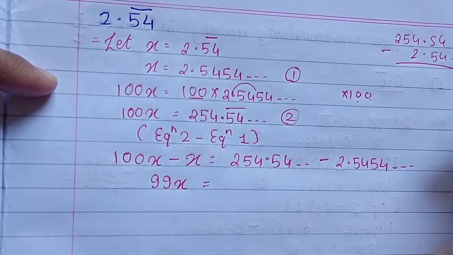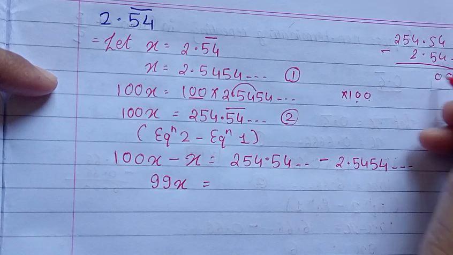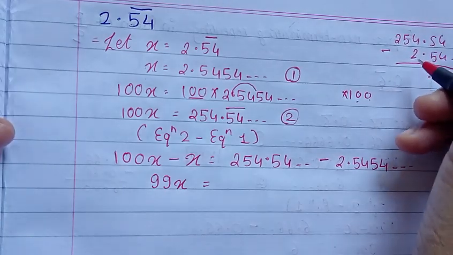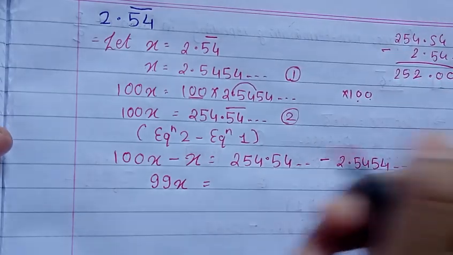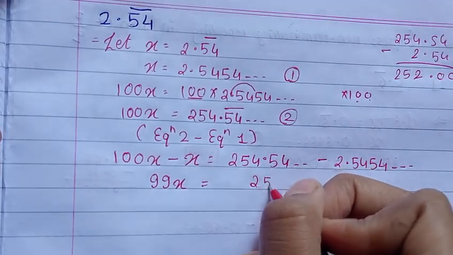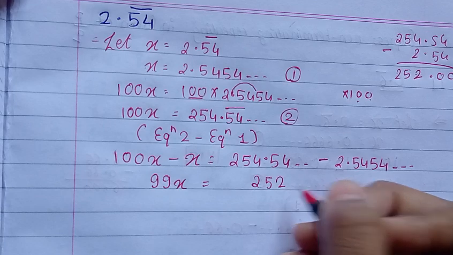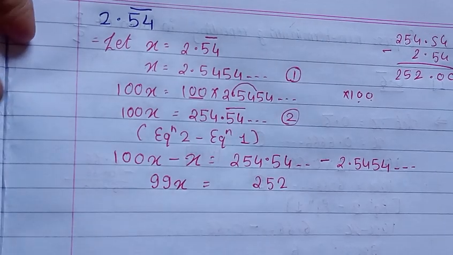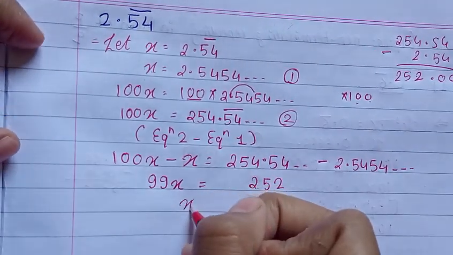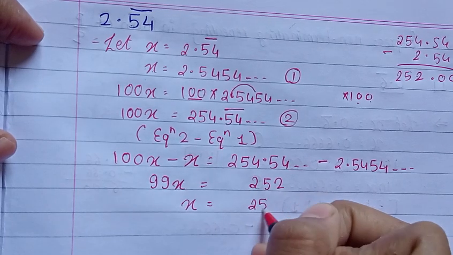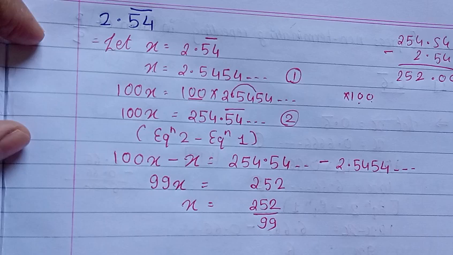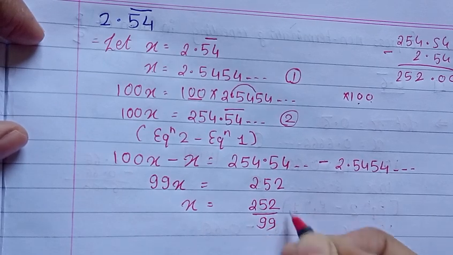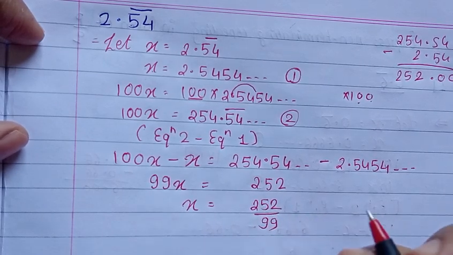So the zeros will remain as they are. 4 minus 2 is 2, 5, 2, you will get 252.000. It doesn't matter. Then x equals 252/99. Now you have to check whether this number is divisible by anything or not.